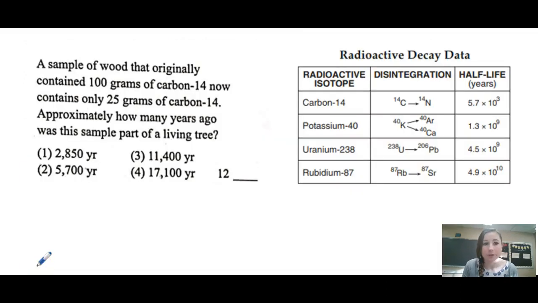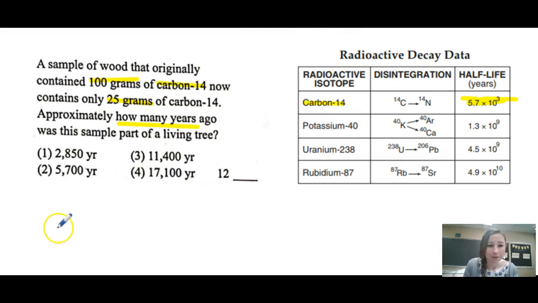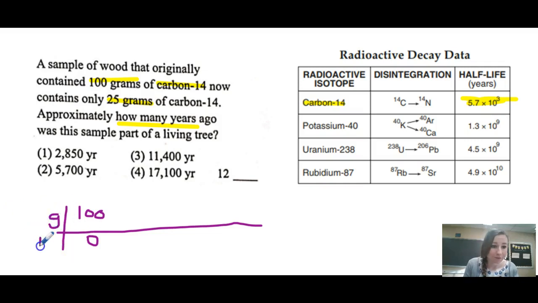Let's try some sample problems using the reference table. A sample of wood that originally contained 100 grams of carbon-14 now only contains 25 grams of carbon-14. Approximately how many years ago was this sample part of a living tree? Well, I know that it takes carbon-14 5,700 years to go through 1 half-life. And I'm starting originally with 100. So originally means that there have been 0 half-lives, right? I'm going to set up a chart, and this is my advice for how to handle these problems in terms of grams versus half-lives.